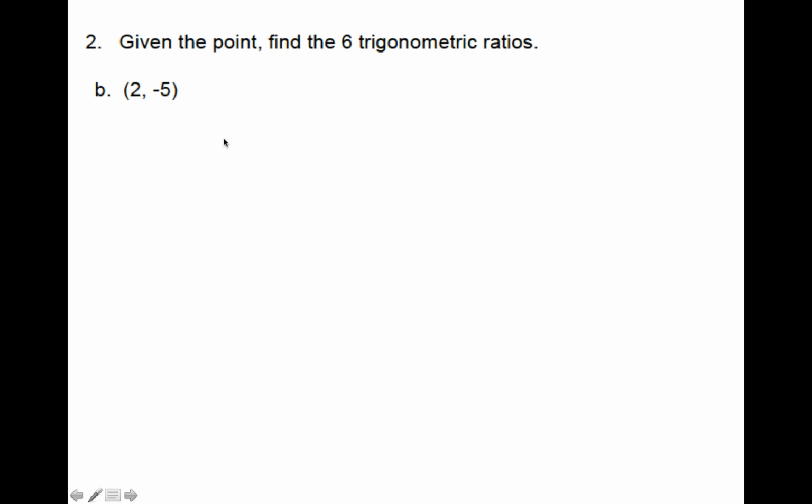Go ahead and try B on your own. Notice you're going to go right 2, down 5. So that down side is going to be the negative this time.